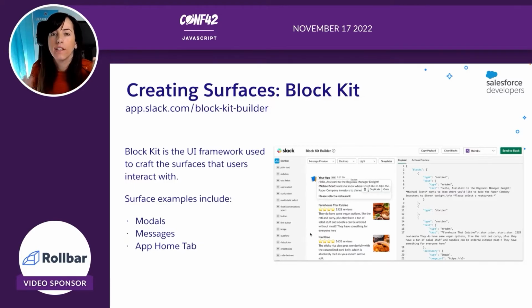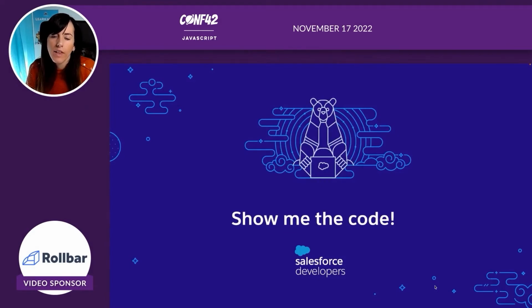These surfaces that you create with Block Kit can be sent to Slack through the Web API and can be rendered on a modal, for instance, or in a message, or also in your application home tab. And this is what we are using exactly in Ready to Fly. Fantastic. So now let's take a look at the code.